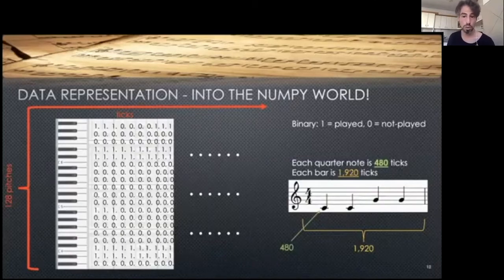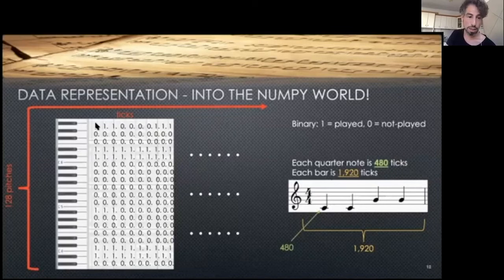But when we just got started a second ago, I told you that notes are represented in quarter notes. They're represented in eighth notes in the musical world. So we had to figure out how to transfer them to NumPy. So how to tackle this? What we did was create a NumPy matrix where each bar, if you remember, this is a whole bar, is represented by 1,920 ticks. So what is a tick?